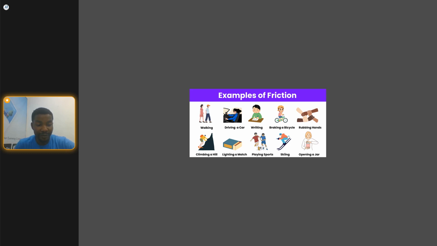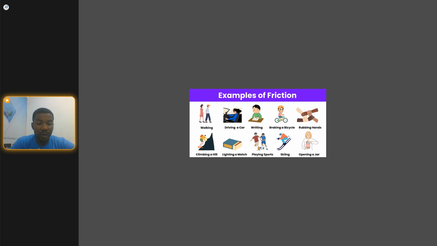Even up to writing. Why is writing possible? It is because of friction. So all these examples explain friction. Now, before we start today, I just want us to do an activity. When we explain friction, there's a common activity that all of us can do to understand what friction is all about.